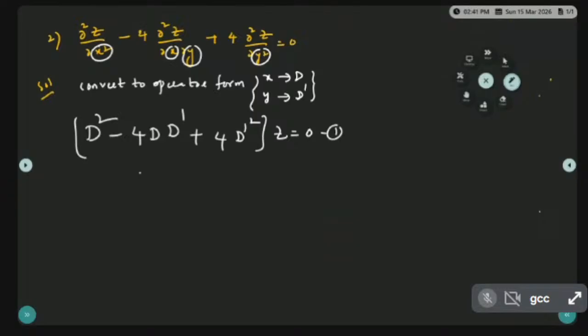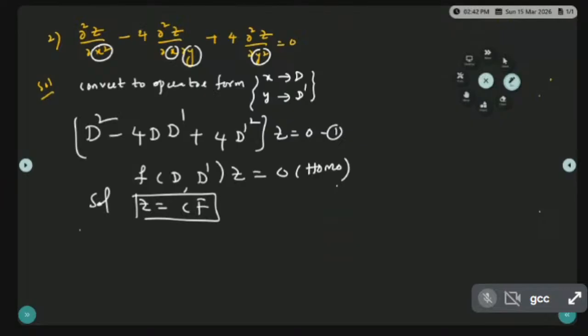This is in which form? F of D. Is it homogeneous or non-homogeneous? It is homogeneous. What is the solution here? Z equal to CF. Find the auxiliary equation. Once again, we go for two substitutions. To find the auxiliary equation, what are the substitutions?